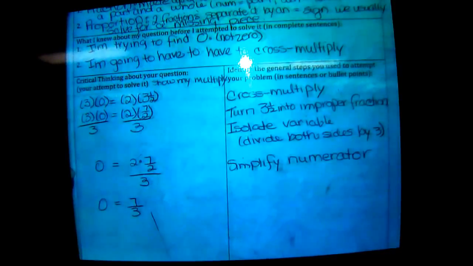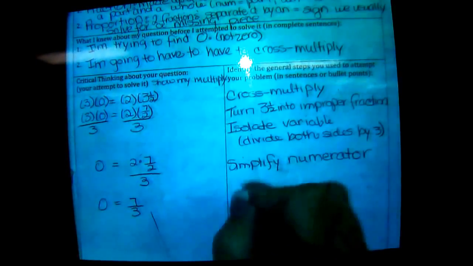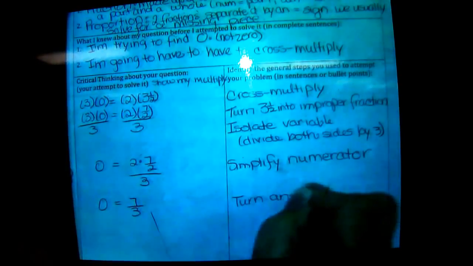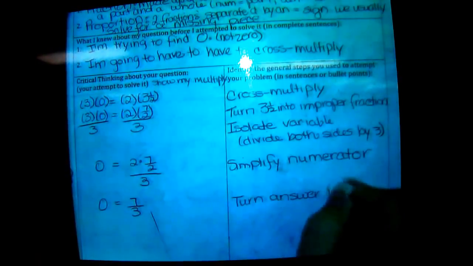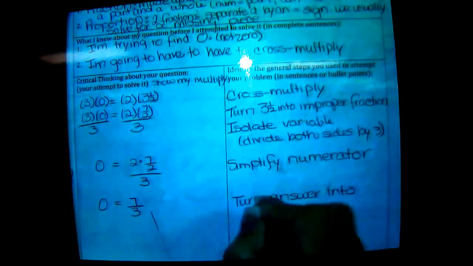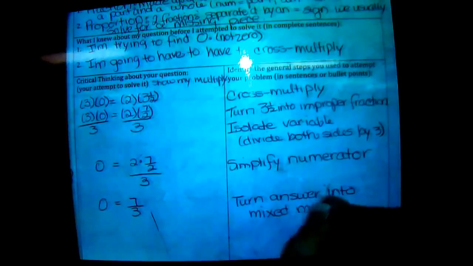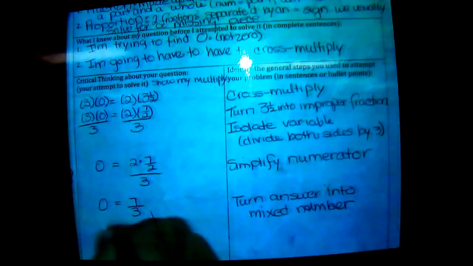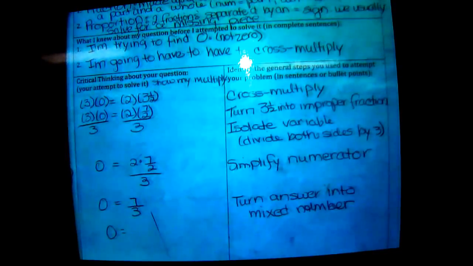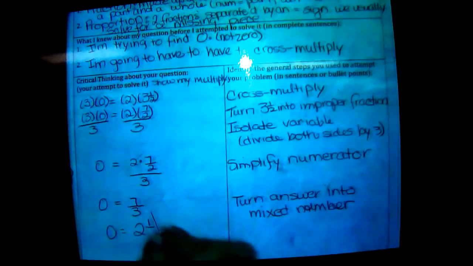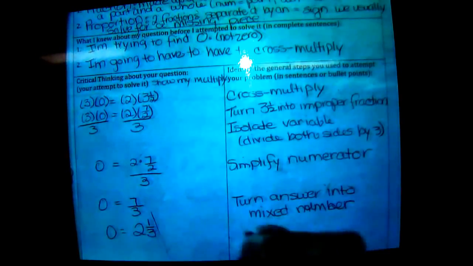Are we done, or should we turn it back into a mixed number? Turn answer into mixed number. O equals how many 3s in 7? 2. How many left over? 1. Denominator is? 3. Solved.